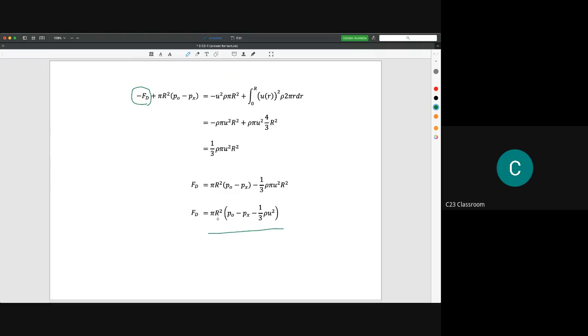drag force is pi r square in bracket P naught minus Px minus 1 over 3 rho u square. So these are some ideas of Reynolds transport theorem. I hope you could make a revision, because I think I already uploaded notes for the Reynolds transport theorem on my website.